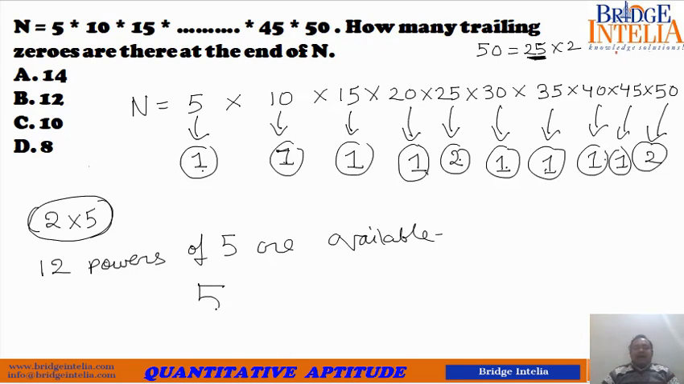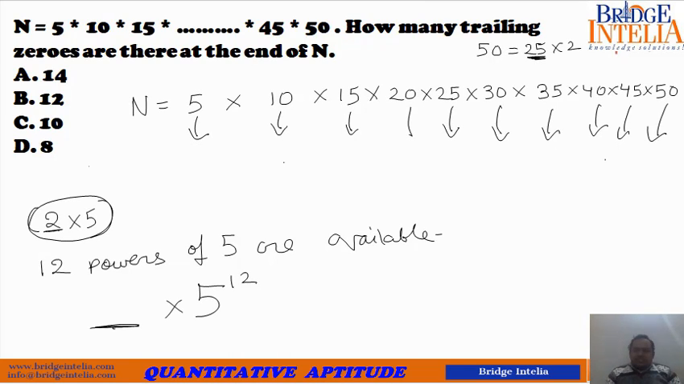It means 5 to the power 12 is waiting for its partner. Partner means 2. Let's see how many powers of 2 are available. Fine. Now let's see how many powers of 2 are there. So just the way we counted for powers of 5, now we have to count for powers of 2. 5 does not contain any power of 2, so you don't get anything from here.